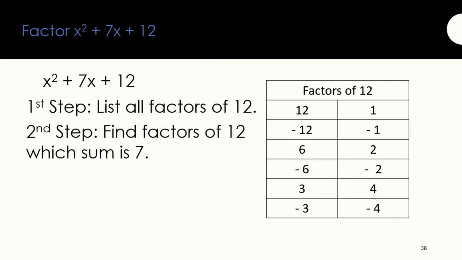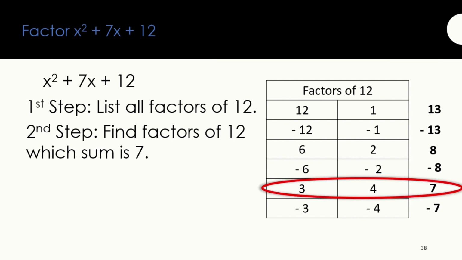Second step, find factors of 12 which sum is 7. So now we add all the factors. 12 plus 1 is 13. Negative 12 plus negative 1 is negative 13. 6 plus 2 is 8. Negative 6 plus negative 2 is negative 8. 3 plus 4 is 7. Negative 3 plus negative 4 is negative 7. So we are looking for the sum which is positive 7. So we have here 3 and 4.